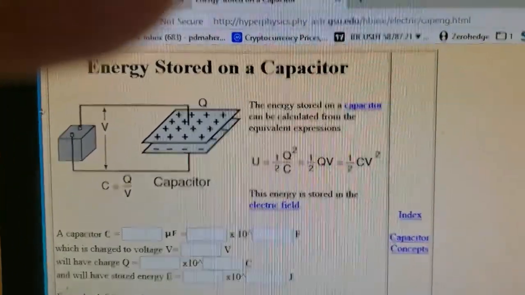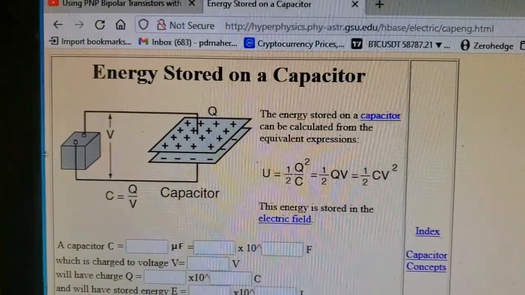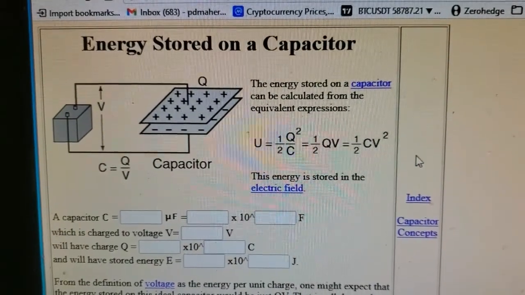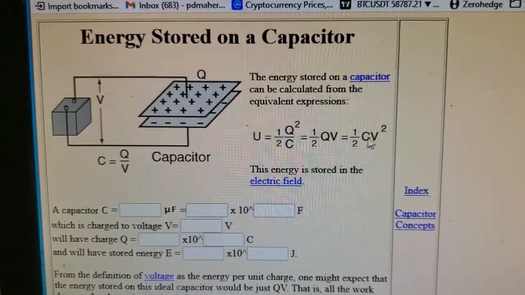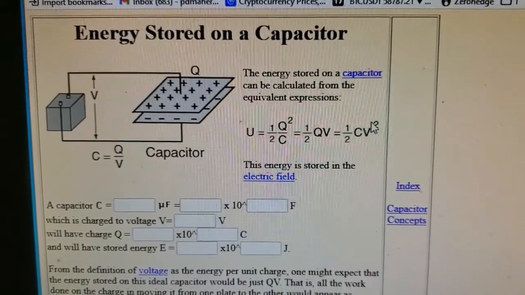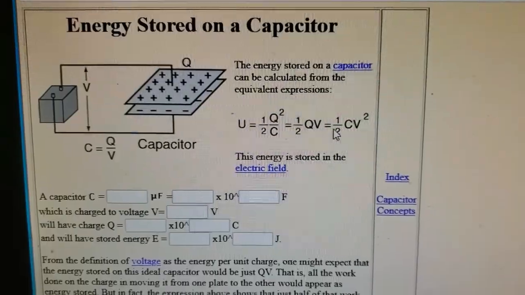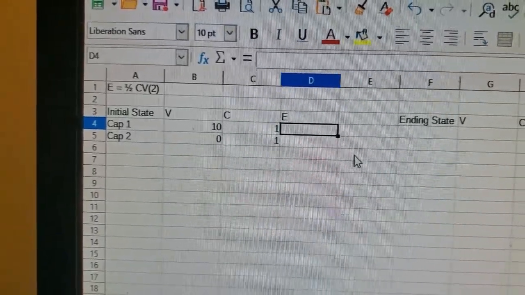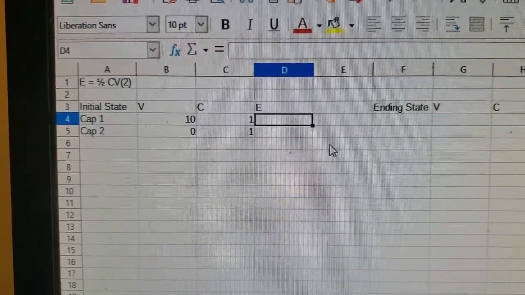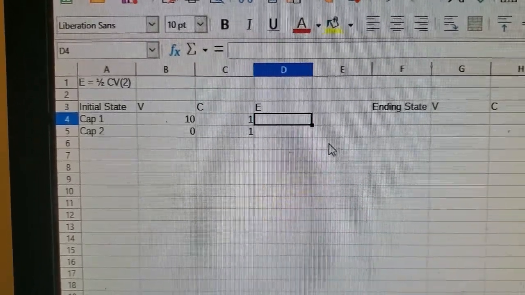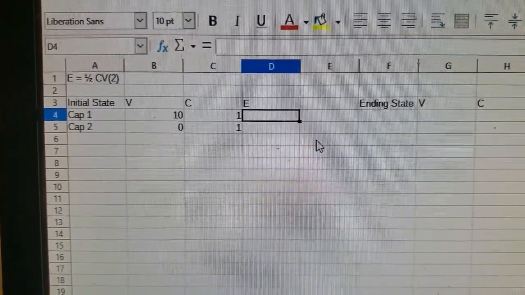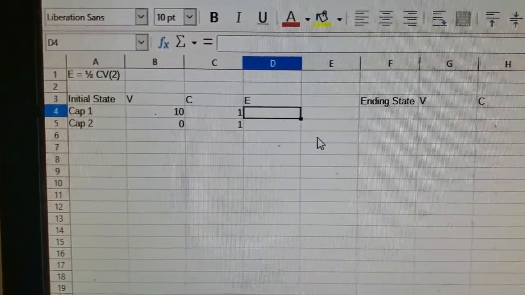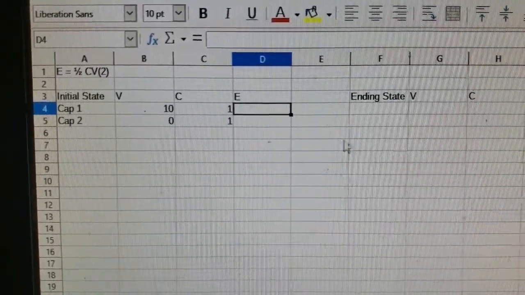So here is the definition for energy stored on a capacitor. Energy equals 1/2 CV squared, 1/2 the capacitance times the voltage squared. So let's put in a spreadsheet what happened. So here we're saying E equals 1/2 CV squared, and I showed a website that noted that, and it's not a matter of dispute. That's the definition that is widely, I would say absolutely universally accepted for what the energy in a capacitor is.